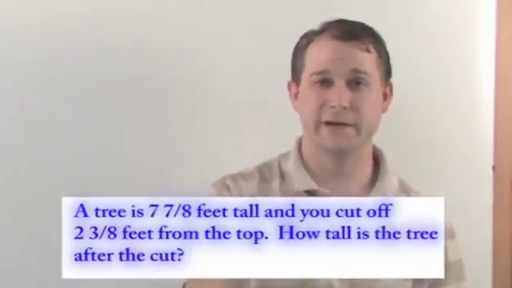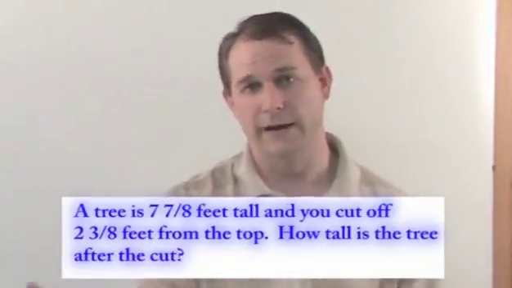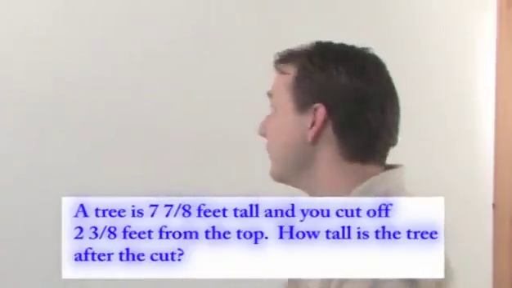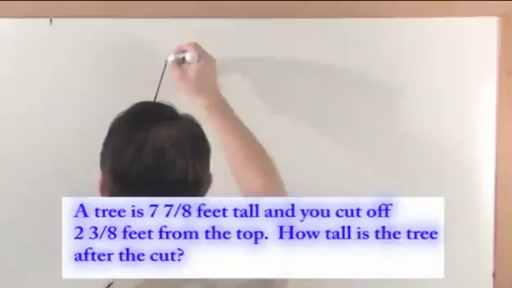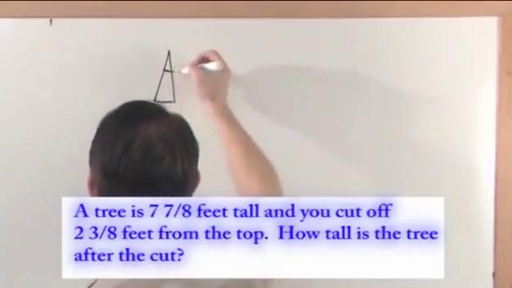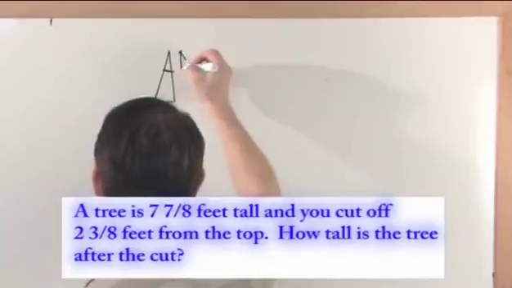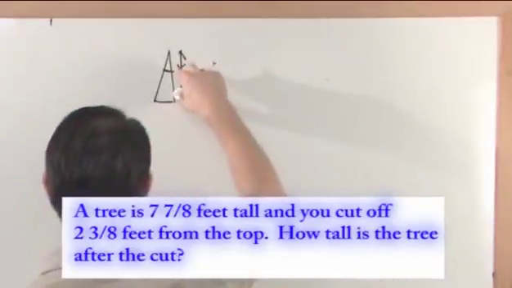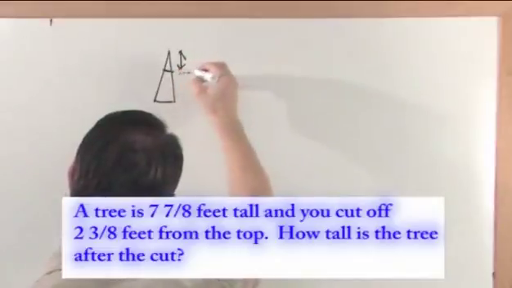Because you're cutting the tree and essentially throwing it away, you're basically subtracting the height of the tree. Okay? Because if you have a tree that is this tall, 7 7/8, let's say, and I cut off this much from the top, in this case I'm cutting off 2 3/8, and I'm asking myself, how tall is it now? I'm doing a subtraction.